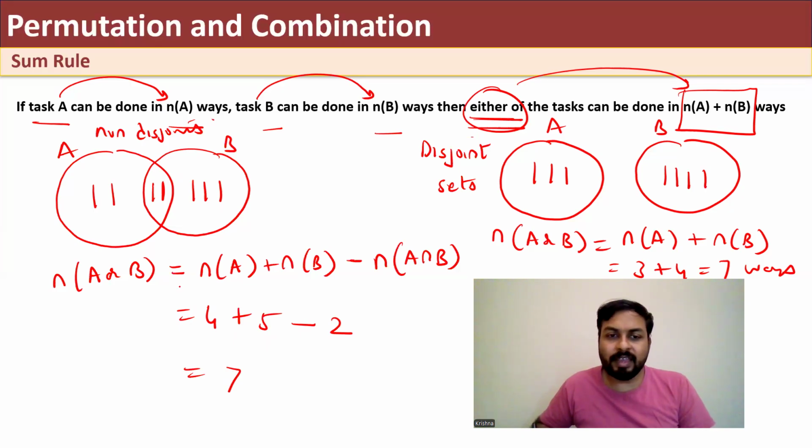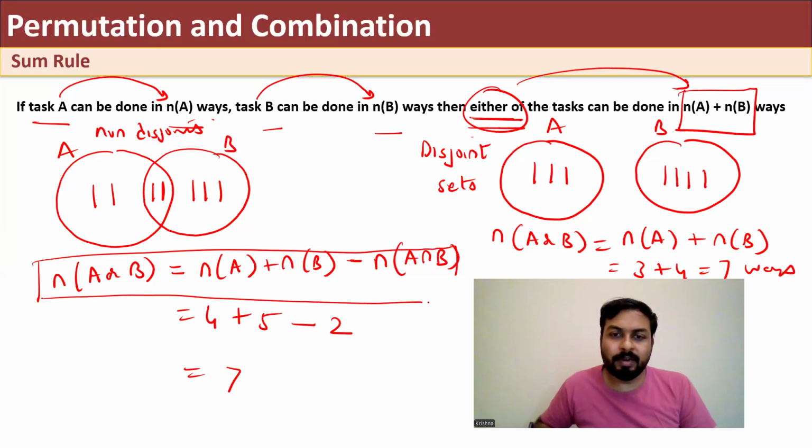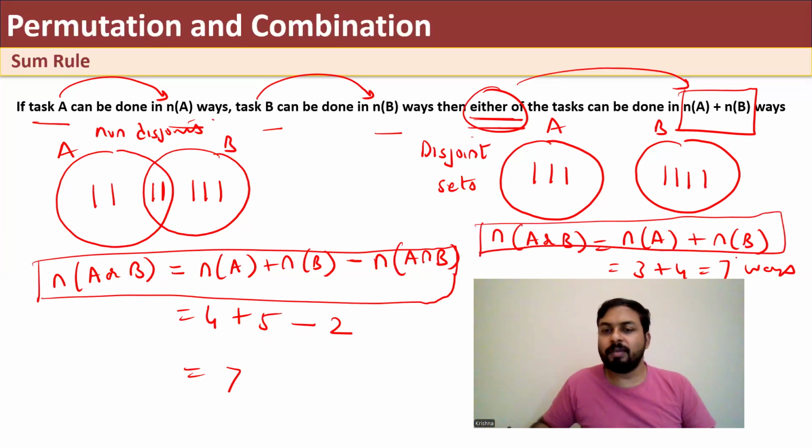Okay, but the way the calculation is being done, if you notice, is in this way because you have overlapping elements. If you don't have overlapping elements, if you have disjoint sets, then you can just apply n of A plus n of B.